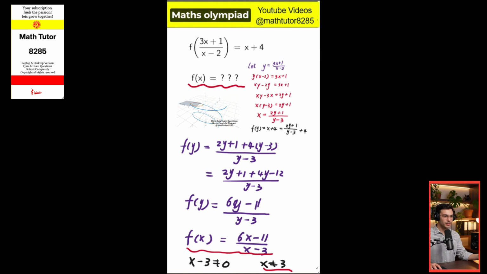Final answer. F of x equals the fraction of 6x minus 11 over x minus 3, and x is not equal to 3. That's it for this question solving.